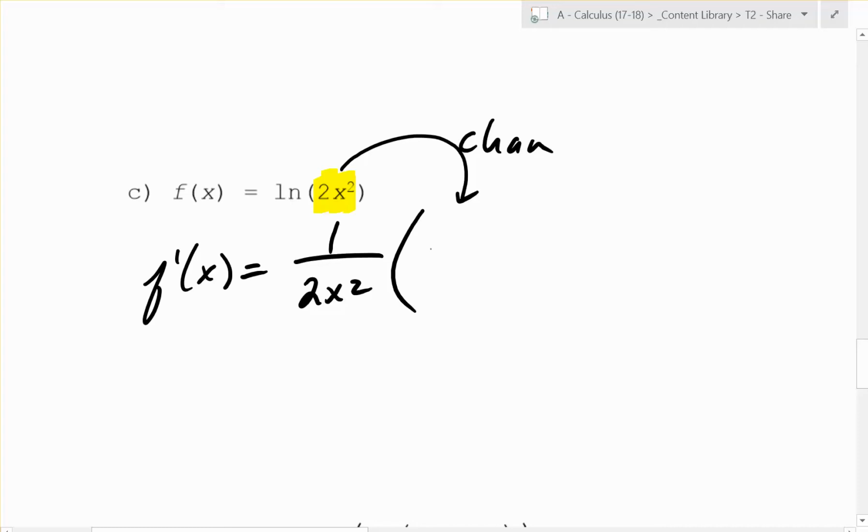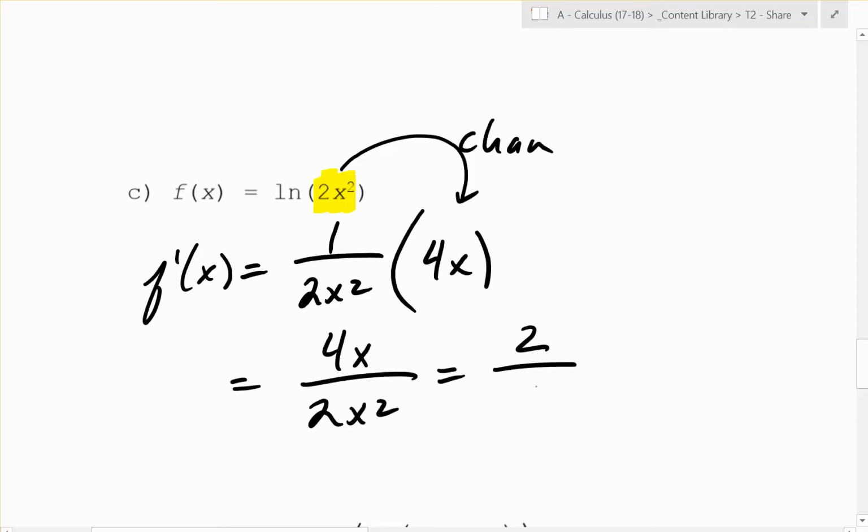The derivative of 2x squared is indeed 4x. And this you can simplify a little bit. This is going to be 4x over 2x squared. So that's just going to simplify to 2 over x. So when the simplification is relatively straightforward, you can do it. But right now I'm looking for this step. That's the big one, that you get the chain rule in there as well.